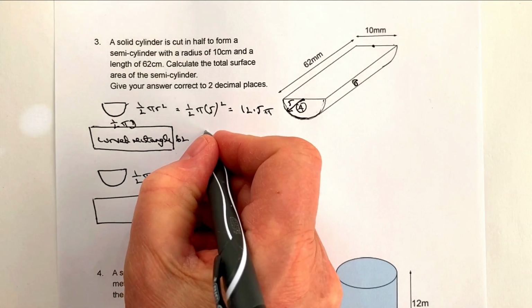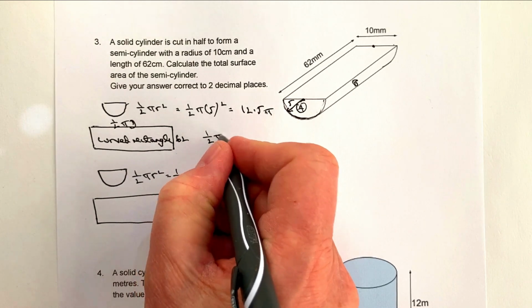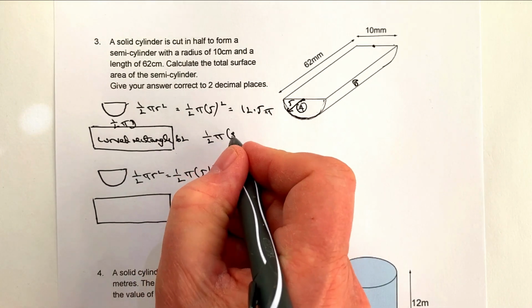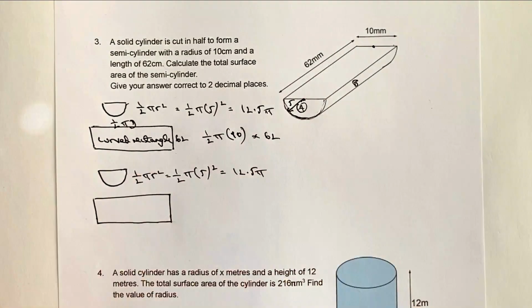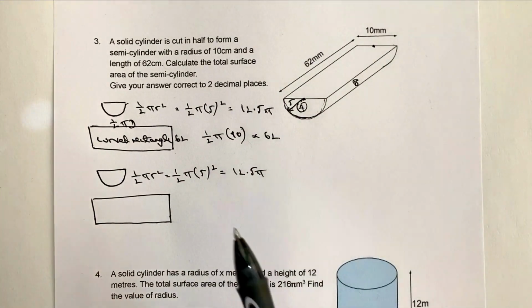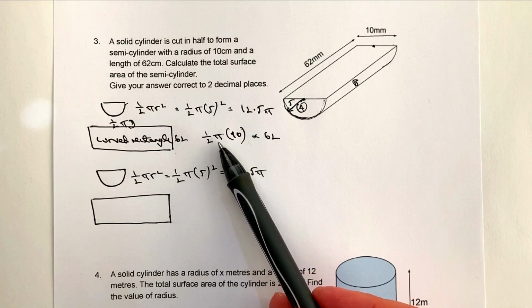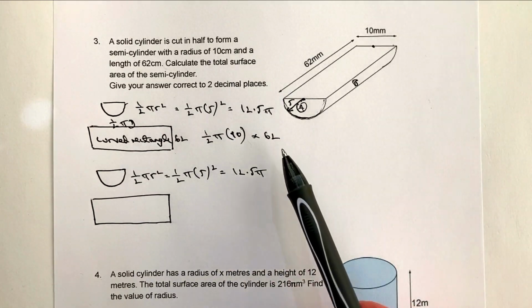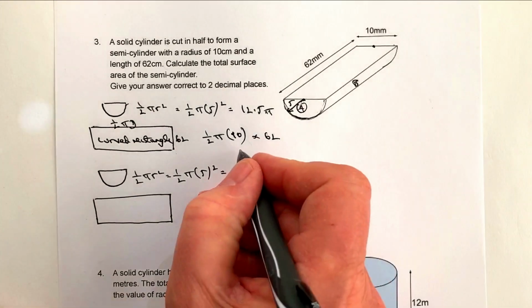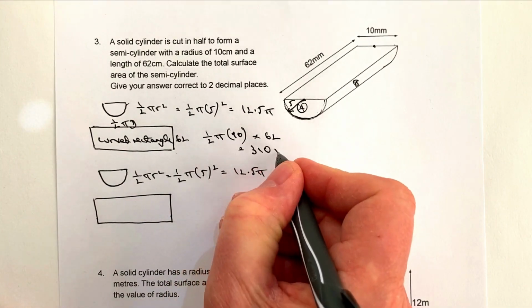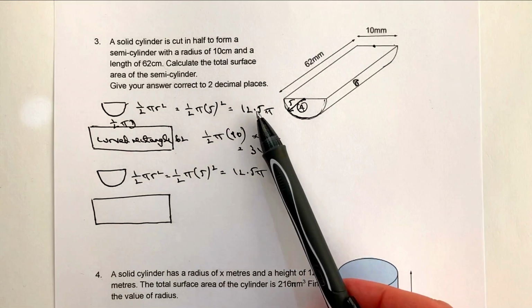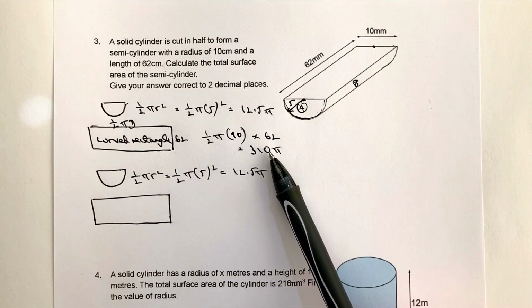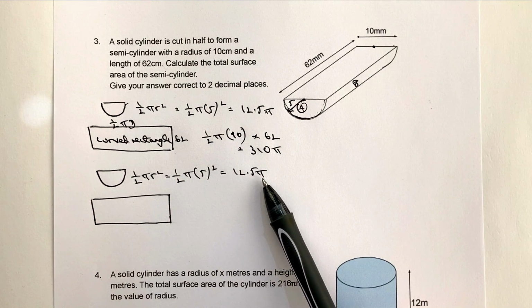Well, it's going to be a half times pi, and the diameter is 10, multiplied by 62. So a half of pi times 10, that's going to be 5 pi. And 5 pi times 62 is going to give us a total of 310 pi. Okay, so now we've got the semicircle, the curved rectangle, and the semicircle at the other end.